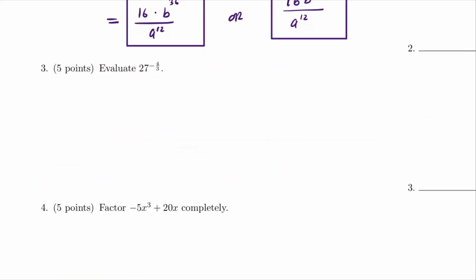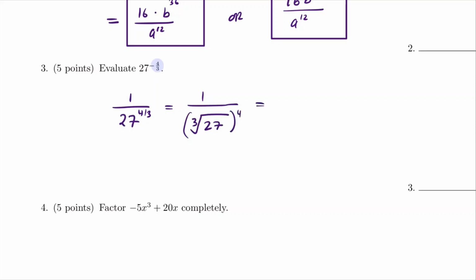So I have 27 to this exponent. It's negative, so I'm going to write it like this. 1 over 27 to the power 4 over 3. Make the exponent positive. And I'm going to write the exponent as a radical. So this is the cube root of 27, all of it to the 4th power.